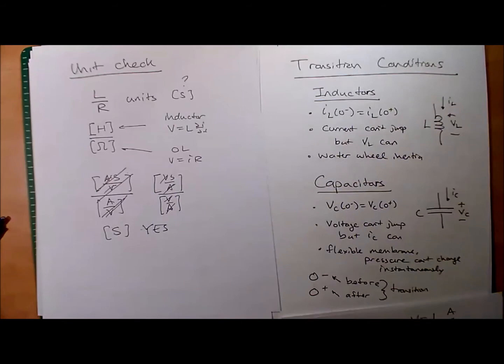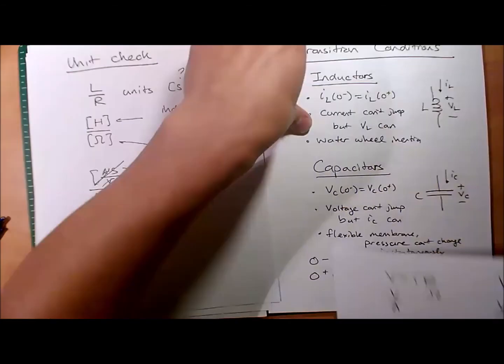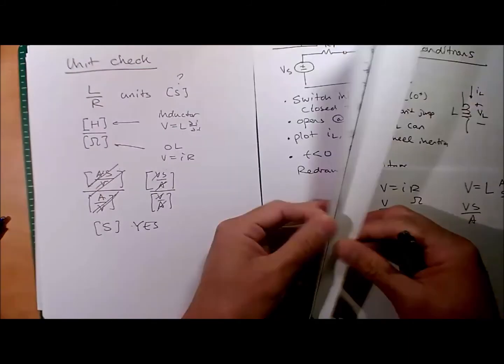And 0 minus is before and after the transition. Now, technically, it doesn't have to be at 0 time. It could have been at 3 seconds, 4 seconds, 10 seconds, okay? So the minus and plus is really what you care about before and after a transition, okay? All right, let's keep moving.